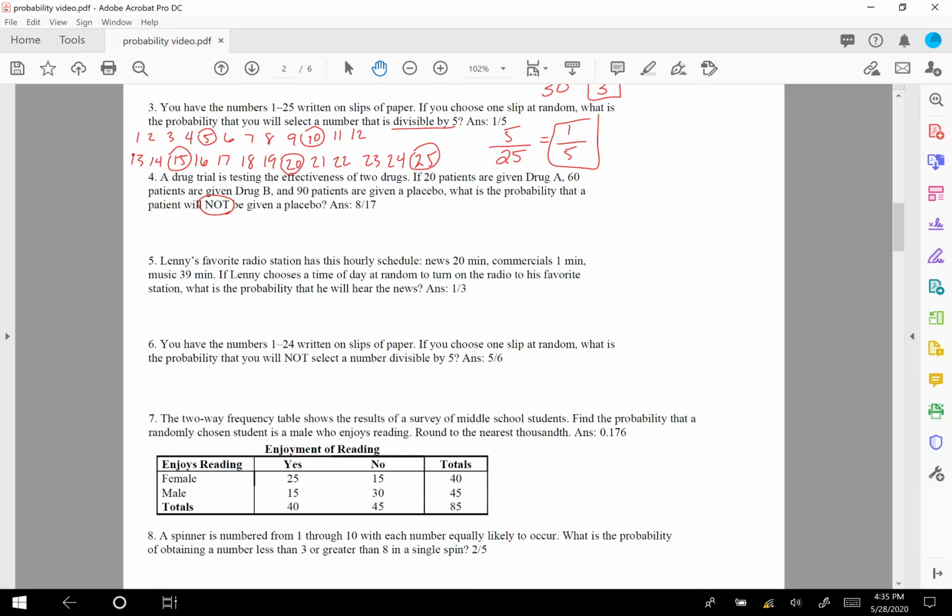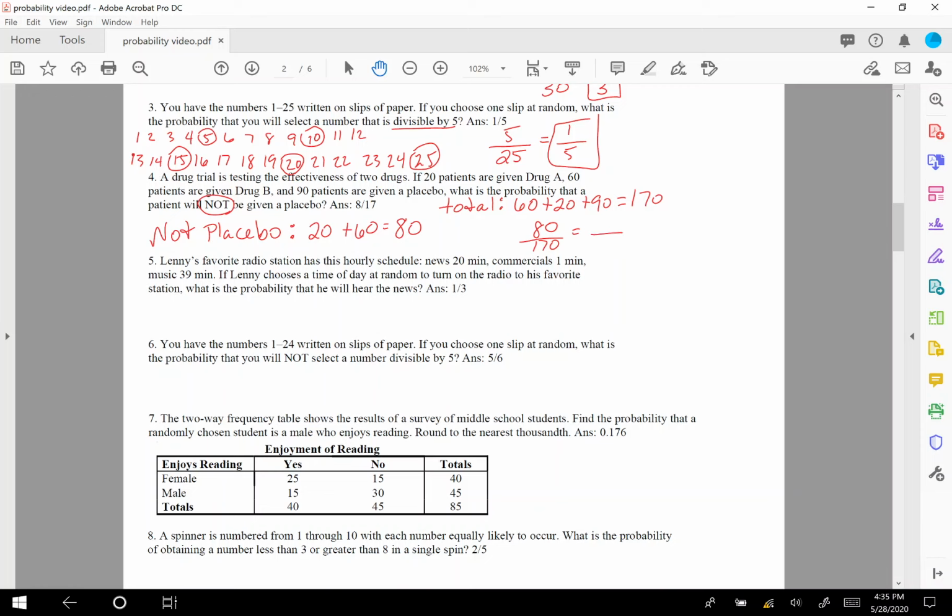So it says there's 20 patients who are given drug A and 60 patients who are given drug B. So those are not placebo people. It's 20 plus 60. So that's 80. So 80 people are not getting a placebo, but then we have to have the total number of people. So we have to add up all 3 groups, the 60 and the 20 and the 90. And when you add that, you get 170. So 80 out of the 170 people are not getting a placebo.